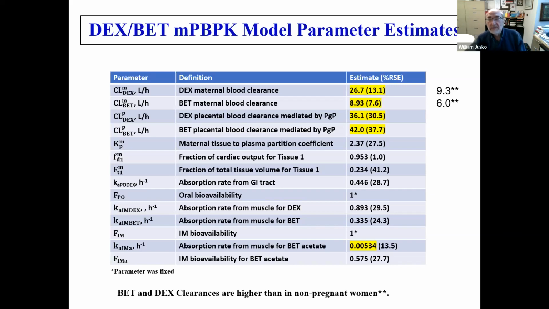These steroids are metabolized by the liver CYP3A mechanisms. Apparently, this mechanism is markedly upregulated during pregnancy. We accounted for the 30-40% ratios, fetal to mother, with a clearance that is presumed to be mediated by PGP. So PGP is an efflux transporter. And these clearance values that we found, 36 and 42, are essentially the same for both steroids.